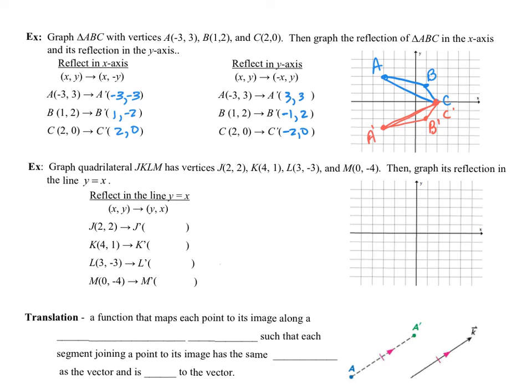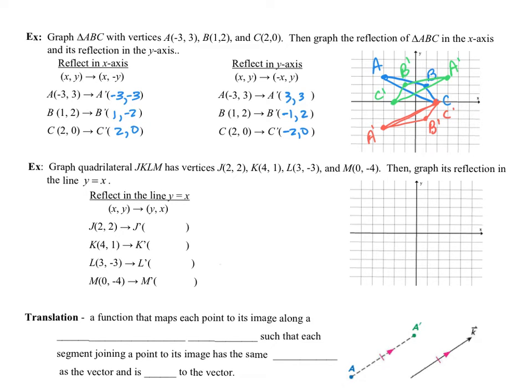So let's plot those 3 points. I'm going to start with A prime, which is at 3, 3. From the origin, I'm going to go right 3 and up 3. So there's A prime. Okay, B prime is -1, 2. So B prime is right here. And then C prime is at -2, 0. So right here. Okay, and then I'm going to draw that triangle, and you should be able to see the reflection in the y-axis.